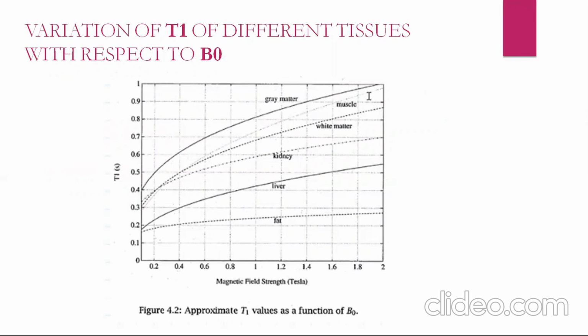This diagram represents the variation of T1 relaxation time of different tissues with respect to B0. B0 is the main magnetic field and T1 is the relaxation time, which is a measure of relaxation rate. Observe the variation of T1 for different B0 values for different tissues. Notice that this variation of T1 with B0 is also different for different tissues. This helps a lot to study the structure of tissues under study.